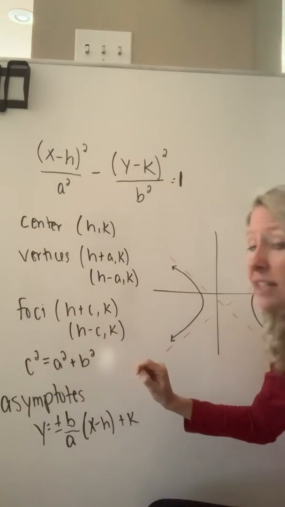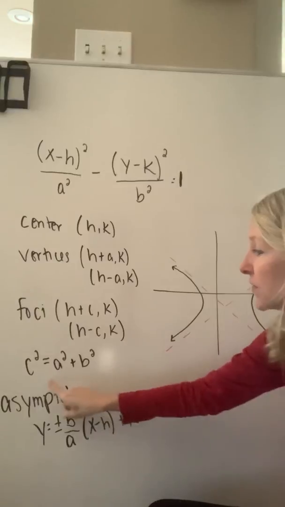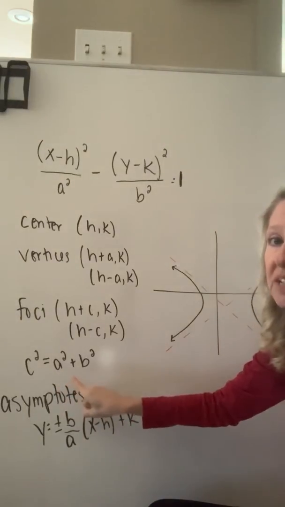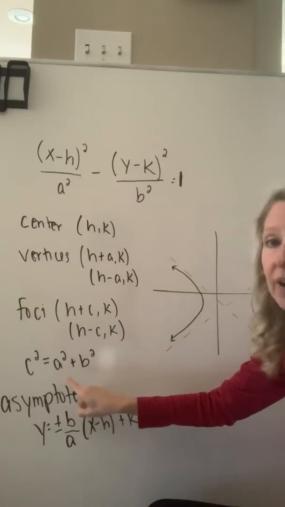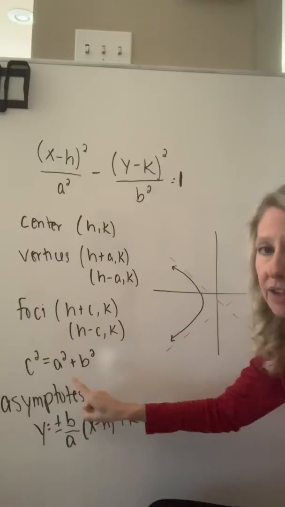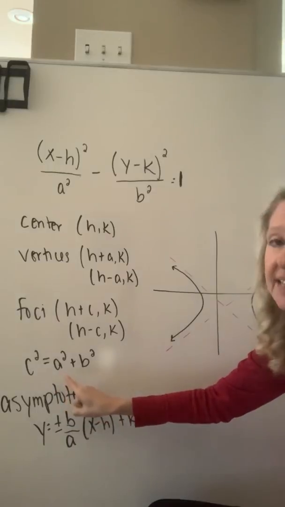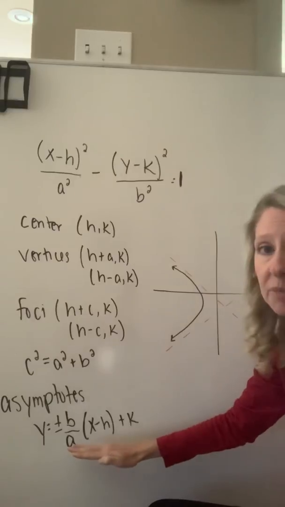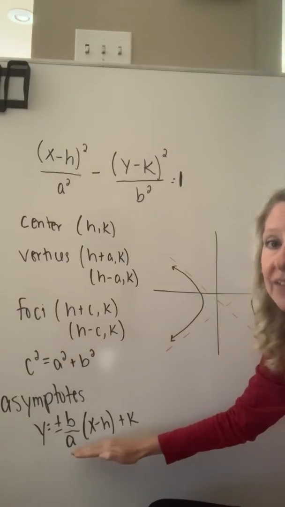Now the difference on this part is that c is found differently. c squared is actually equal to a squared plus b squared. And what you should recognize here is that's actually the Pythagorean theorem. Whether you know that or not, that doesn't matter, but this is how you find c. c squared is equal to a squared plus b squared. This is the formula for the asymptotes. I'm going to just leave this here for the moment, and when we do the example, I'm going to talk you through it.